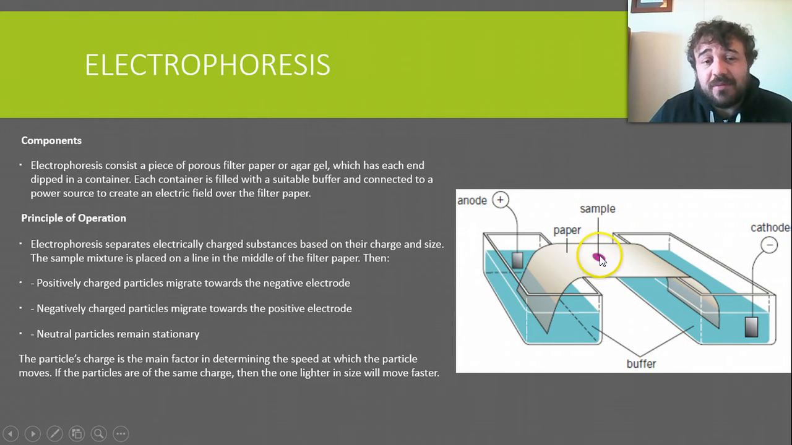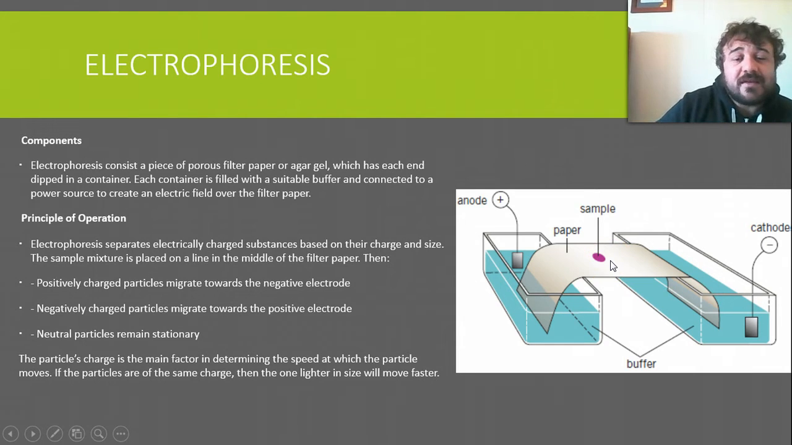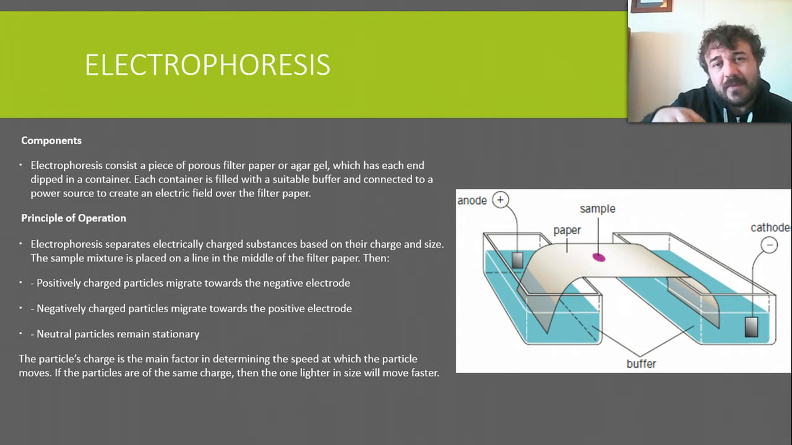So there's our sample dead in the center, and the positively charged particles will move towards the anode over here, and the negatively charged particles move the other way. Neutral particles stay in the center. Once again, we set up a comparison one with known proteins to see what it does.